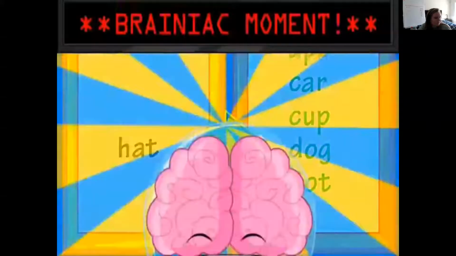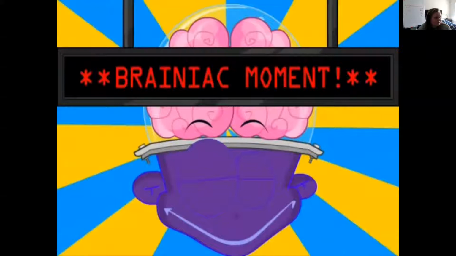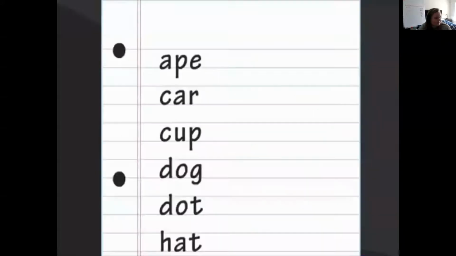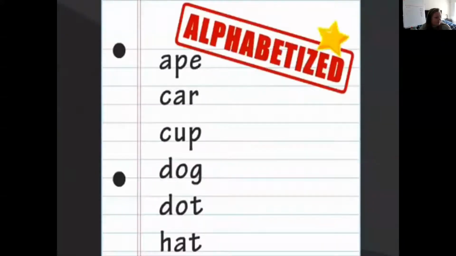I'll bet you know what to do when the third, fourth, or fifth letters are the same now too. Okay, just one word left, and its first letter is H, and H comes after D, so it goes last, right here. And now you know the hows and whys, so all of your words can be alphabetized.